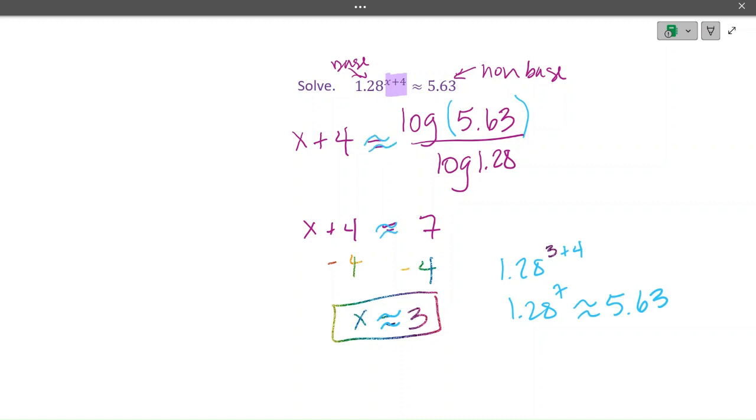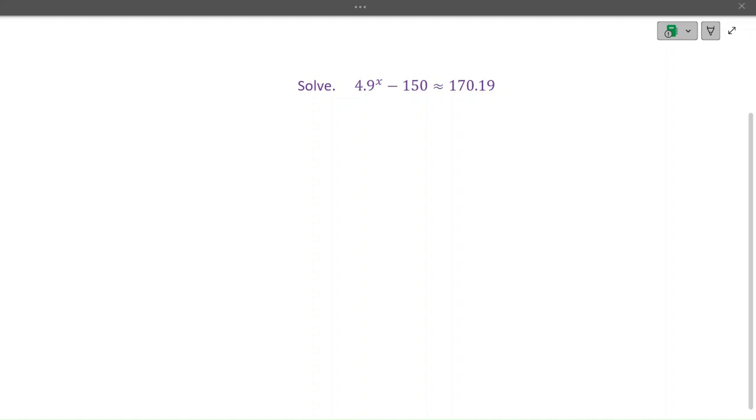All right, let's try another. Problem 3. So I'm noticing once again my exponent is my variable, so x here. And I have 4.9 to the power of x minus 150 is approximately equal to 170.19.